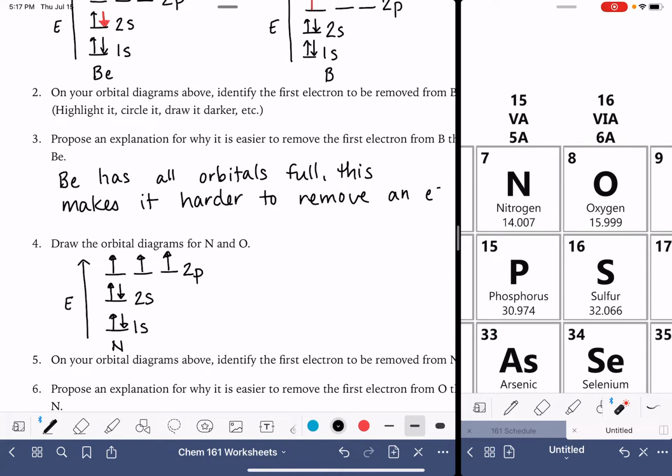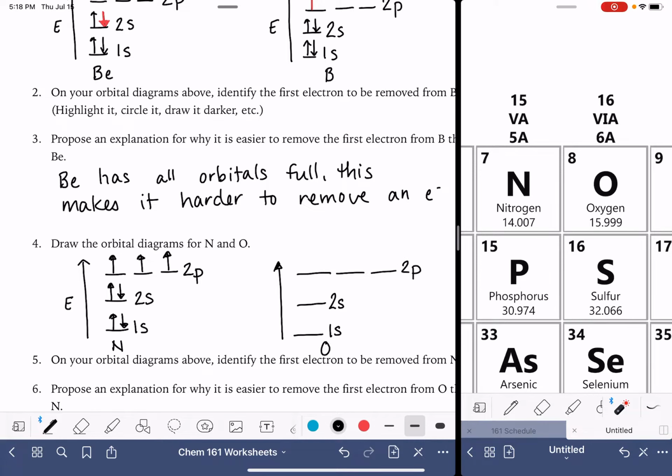Remember the rule that when we're filling up orbitals that have the same energy, so when we're filling up the 2p orbitals, they all have the same energy, they're all at the same spot on the diagram, we put 1 electron into each orbital before we put 2 electrons into any orbital. So everybody gets 1 before any gets 2.